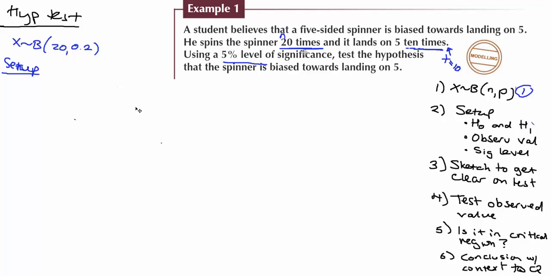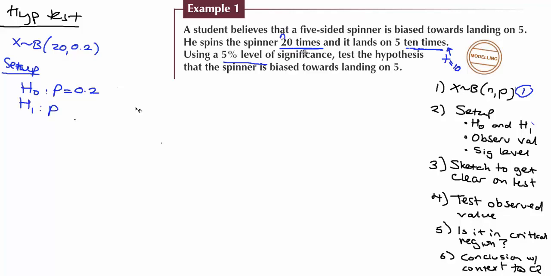So setup. You want to write your H0 and your H1. What we're testing is, by the way, we've got a 5-sided spinner. So obviously the probability of it landing on 5 is a fifth. So that's what we're testing. I'm going to call it 0.2. I know I preach preferring fractions, but yeah, decimals.